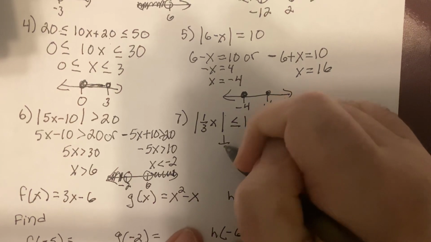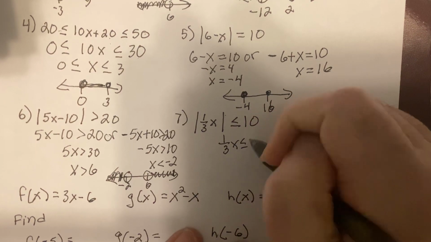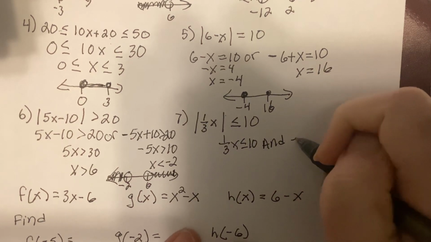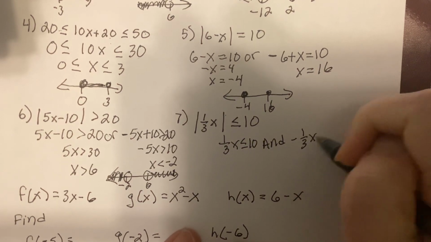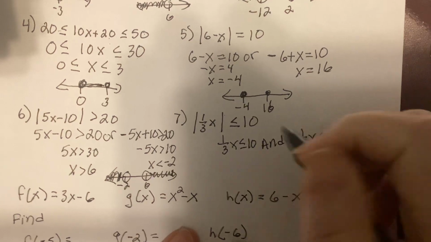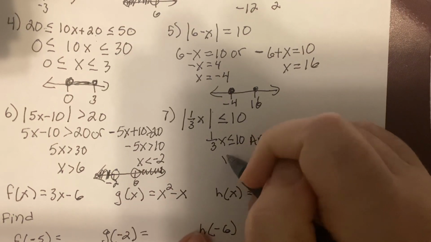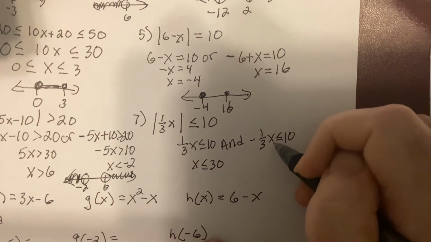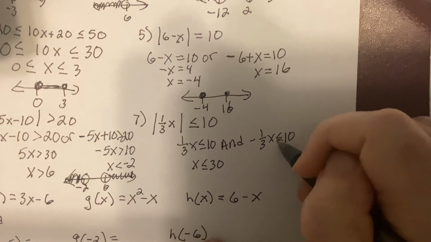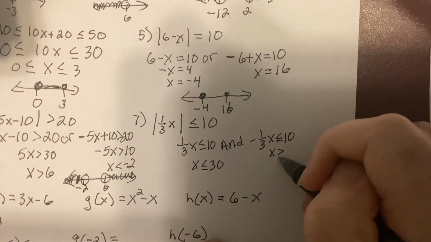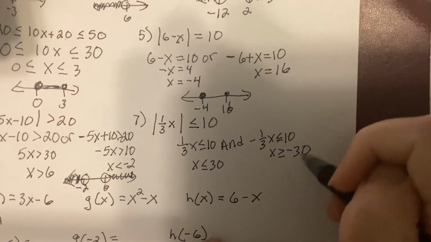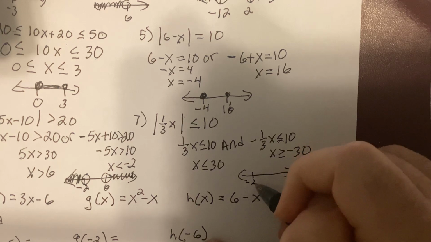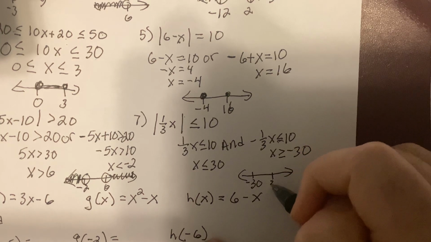This one I'd have 1/3 of x is less than or equal to 10, and the opposite. So I'm going to multiply both sides by 3. Here I'm going to multiply both sides by -3, which means I need to switch the inequality. So it's all the numbers between -30 and 30.